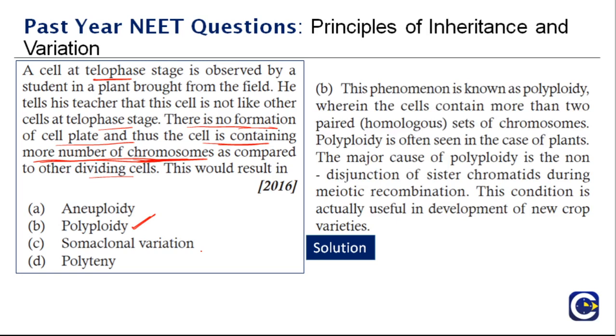This phenomenon is known as polyploidy, wherein the cells contain more than two paired homologous chromosomes. It is often seen in case of plants. The major cause of polyploidy is non-disjunction of sister chromatids during meiotic recombination, and that is why he observed more number of chromosomes. This condition is useful in development of new crop varieties. You should also understand this explanation, as there can sometimes be a question in a different way. So the correct answer here is B, polyploidy.